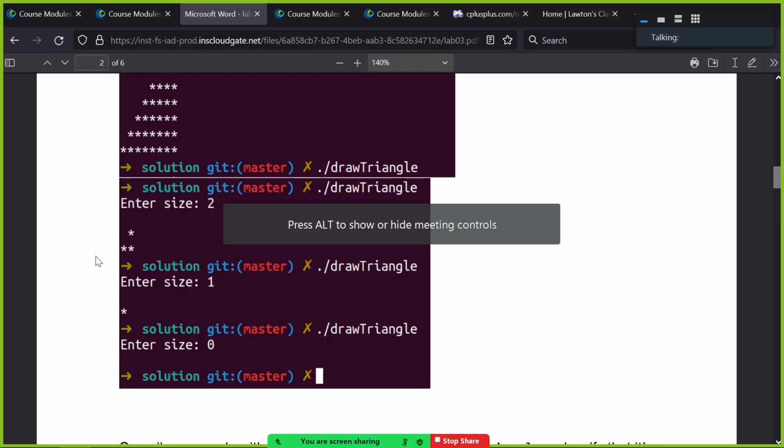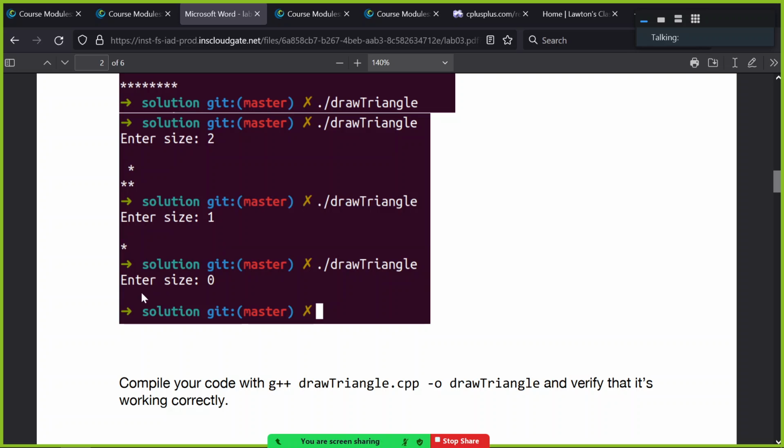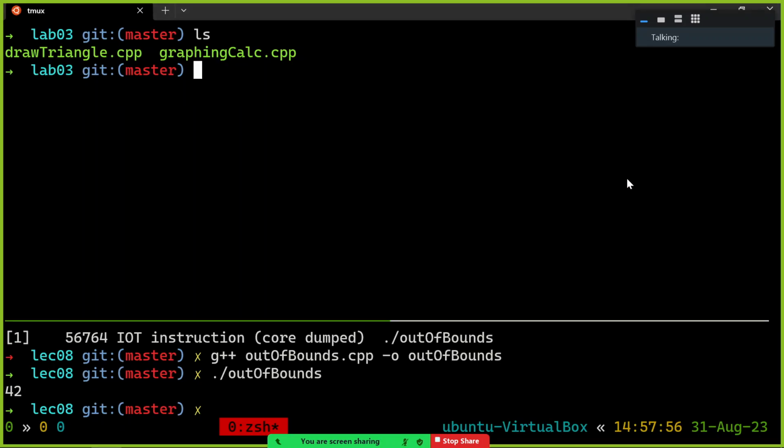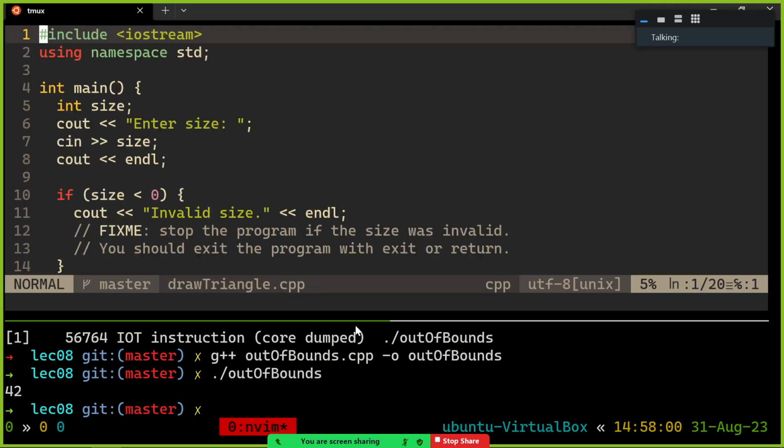All right, back here. So size 2 is super small. Size 1 is just a single star. A size 0 triangle prints nothing. Okay? So you'll watch out for that. It's just practice with if statements as well as loops. It's all in the file. There's some comments. Look into the comments.